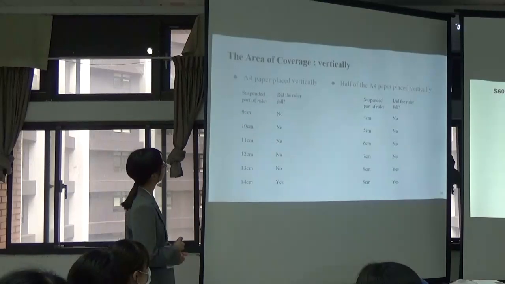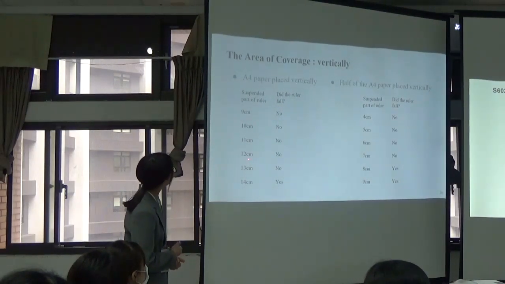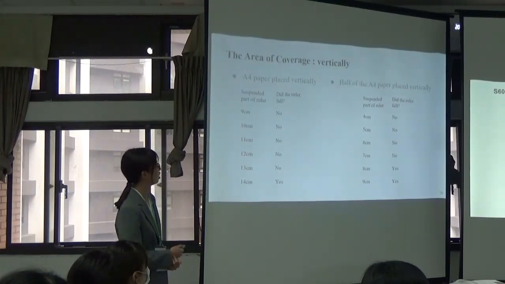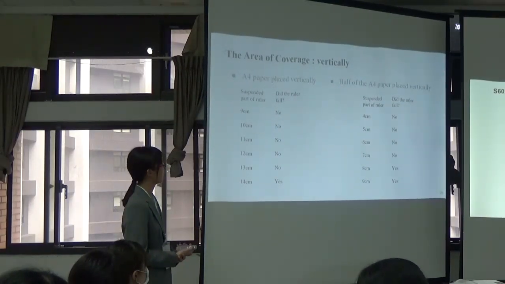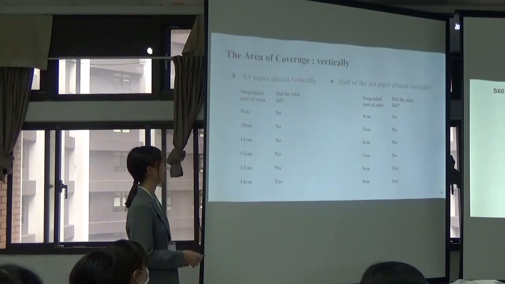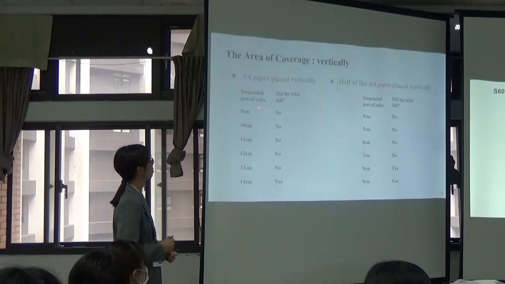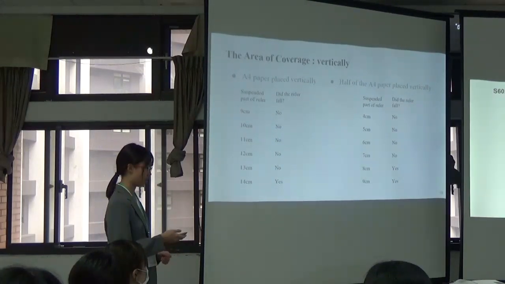And this is our data. When the suspended part of the ruler is 8 centimeters, the ruler covered with half of the A4 paper placed vertically already falls off. But the ruler covered with the full A4 paper placed vertically didn't fall off.